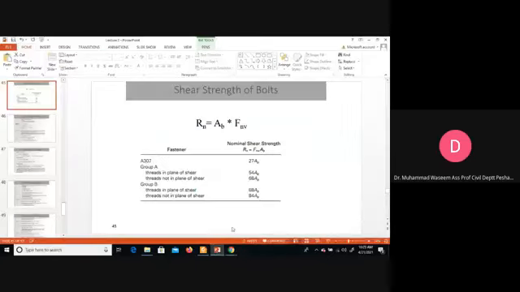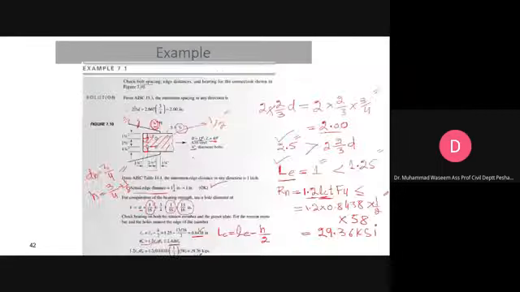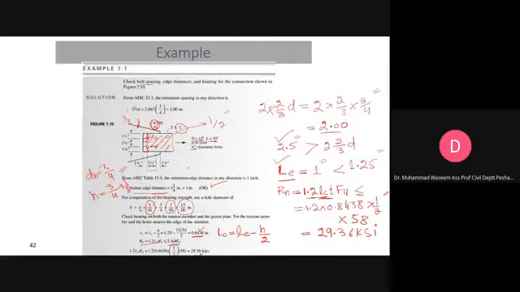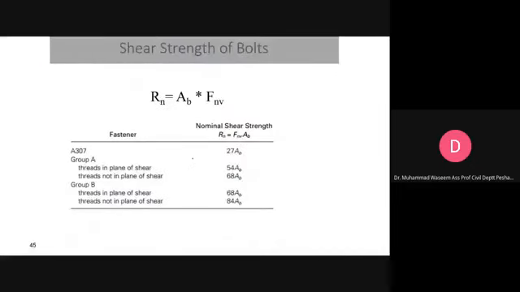Okay. No, we will move on now. Now we finished that. What are the minimum requirements on the edge distance, center to center spacing, and how we can evaluate the bearing strength of a connection? Now the next step is the shear strength of the bolts. The shear strength of the bolts can be easily computed by this formulation. Rn is equal to Ab times the shear stress.